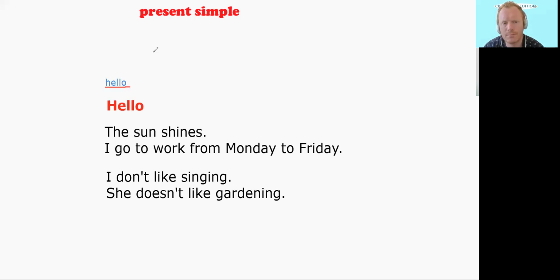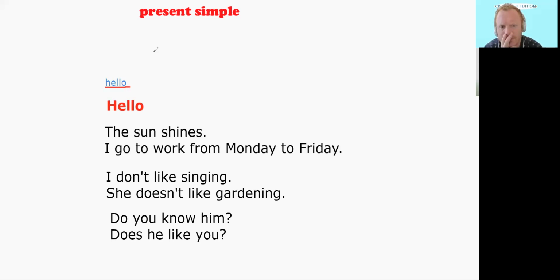Okay, and for questions, we use the auxiliary verb again. It comes at the beginning of the sentence. Like, do you know him? Or does he like you? So the structure is auxiliary verb, subject, and the main verb. Good, yeah.